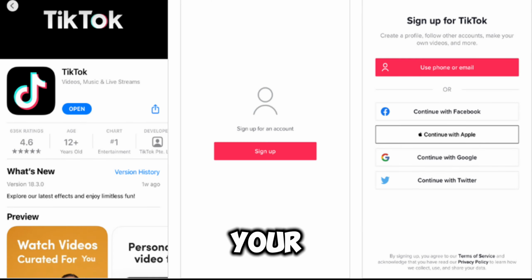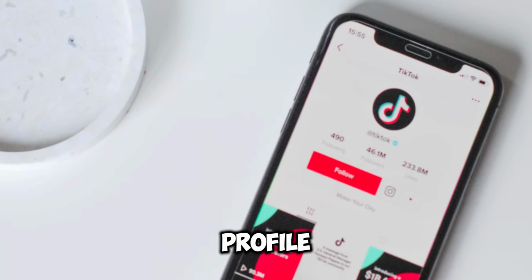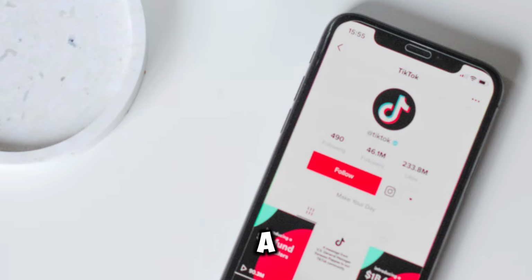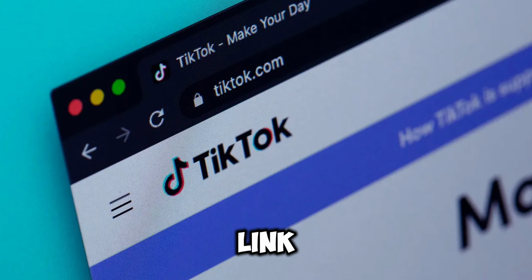2. Set up your TikTok account for success. Profile optimization. Ensure your profile is professional and engaging. Use a clear profile picture and a catchy bio that highlights what your content is about. Include a link to your website or affiliate links in your bio to drive traffic and potential sales.